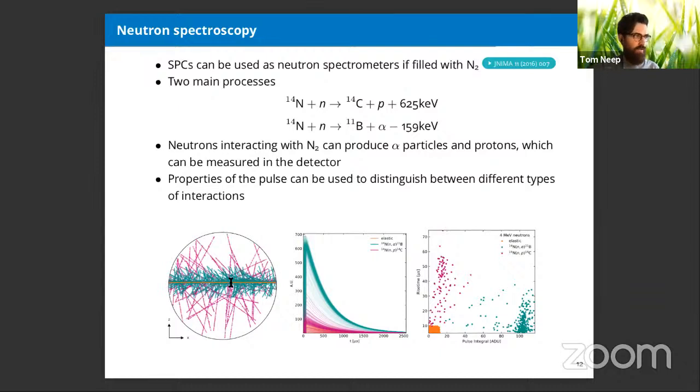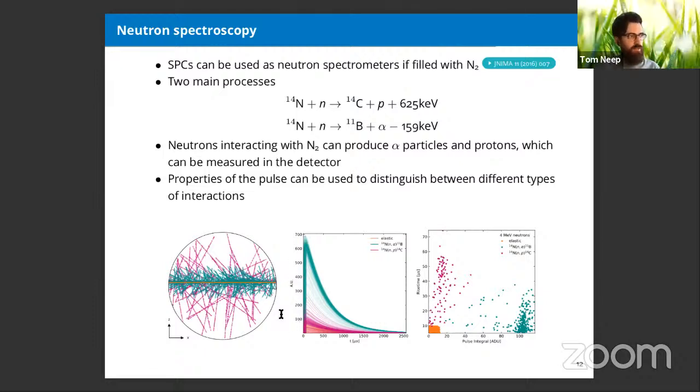And these teal colored lines are the tracks left by alpha particles, which tend to be very short. And the pink lines are tracks left by protons, which tend to be much longer. So if you were able to distinguish long tracks from short tracks, you'd be able to distinguish whether the proton interaction or the alpha interaction had occurred.